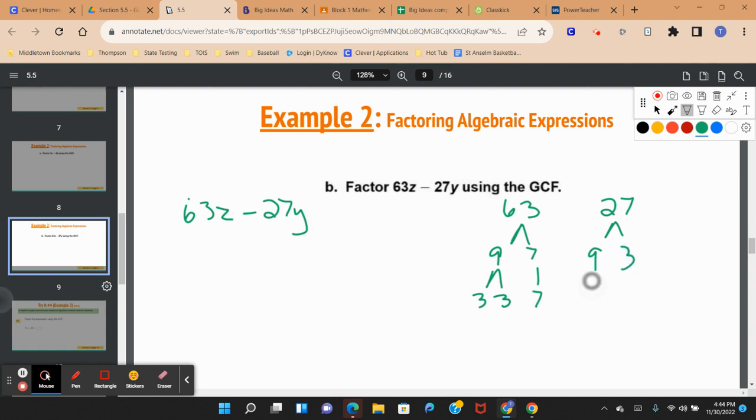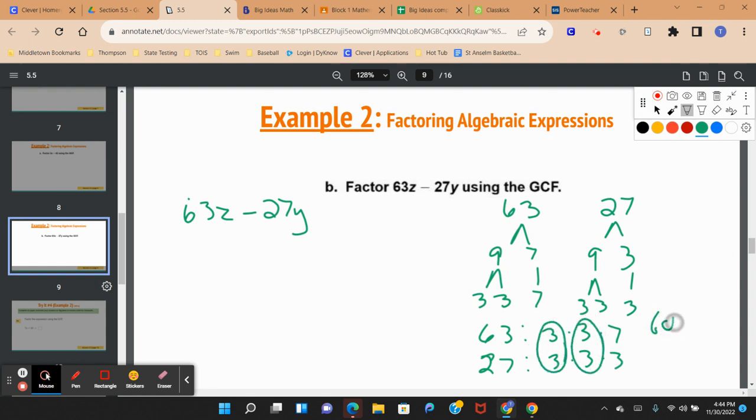All right. So 9 is 3 times 3 and bring down 3. So 63 is 3 times 3 times 7. And 27 is 3 times 3 times 3. So we're going to circle our pairs. And now the GCF is 3 times 3, which is 9. And that's what we're going to be factoring out.